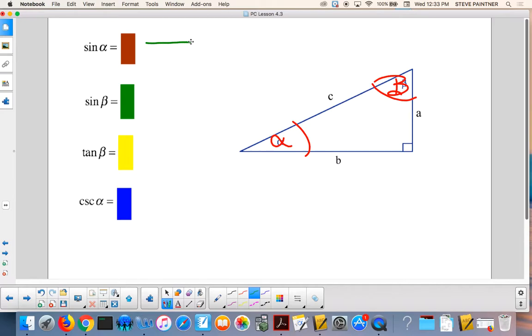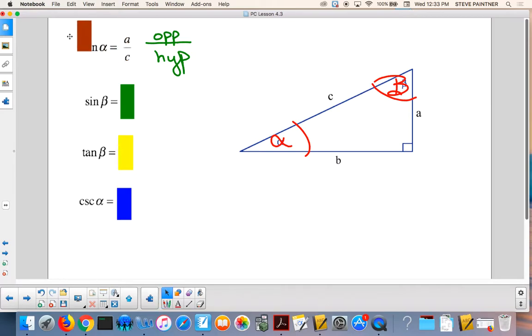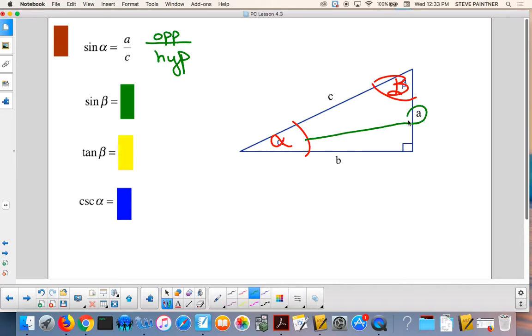Sine of alpha is what over what? Don't tell me the letters, tell me the words: opposite over hypotenuse. And the answer is A over C. He's right. All you've got to do, guys, is find alpha, it's right here. Opposite over hypotenuse, it's A over C. That's it. I won't do that anymore, just tell me the answer.